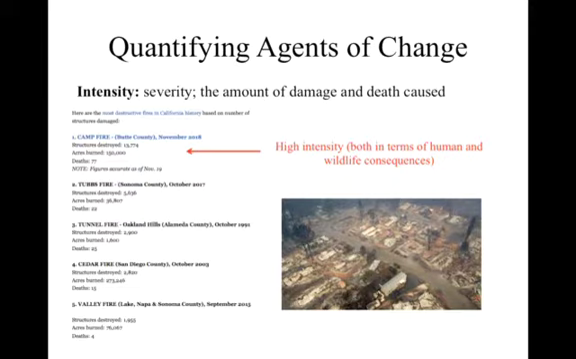Gatlinburg, where tons of people were killed. Or not tons of people, but a number of people who lived in Gatlinburg were killed. Large tracts of the forest were completely wiped out. And not just the underlying shrubbery, the entire forest, the trees right down to the bare rock. And so that's high intensity. Another example is the Camp Fire that happened back in 2018. Again, that was high intensity both in terms of the number of humans killed and the wildlife consequences, the amount of acreage burned, the amount of the forest that was destroyed during that burn.